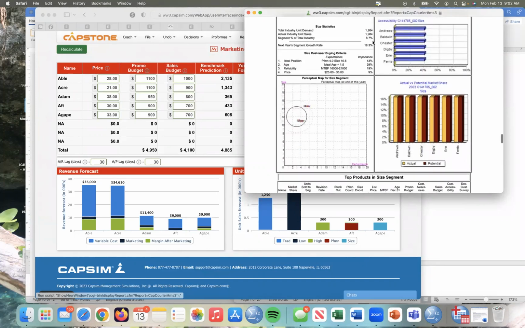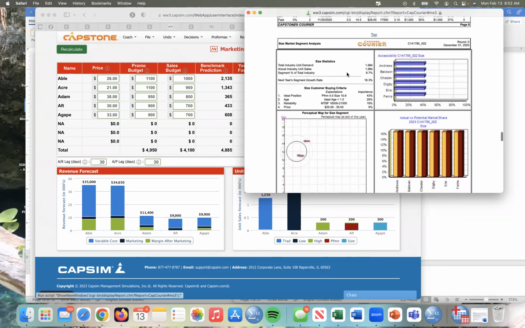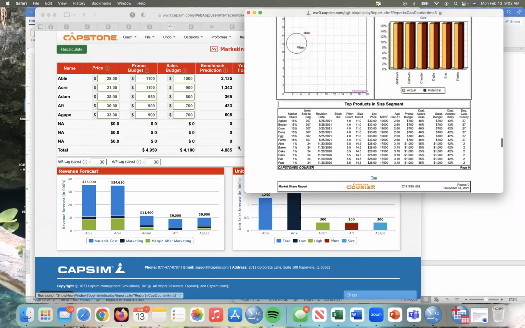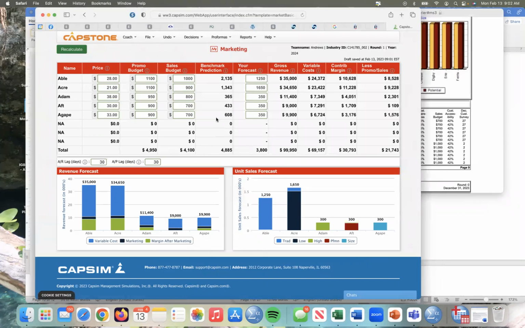You can see the growth rate double digits for each one of those, but they are very small segments. So that's going to be our marketing forecast. It is conservative. It wasn't based on the benchmark. The benchmark, again, is just for you to do what if analyses.